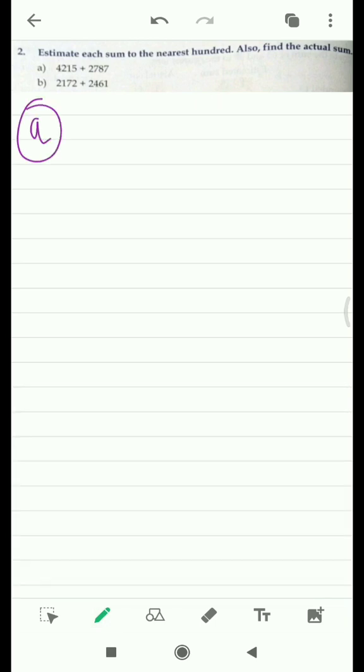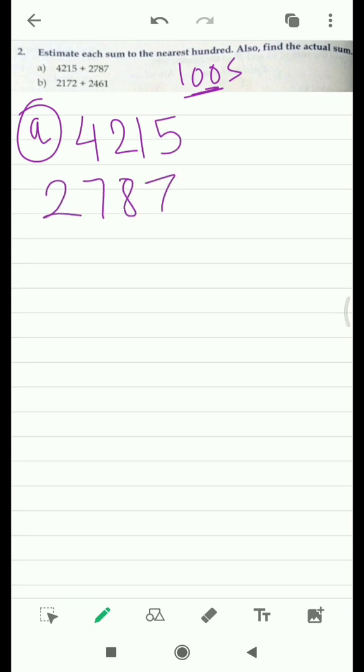A part. It's nearest 100. So we want two zeros now. 4,215 and 2,787. These two will become 0, 5, 0, and 1 has to become 0. Now look at this one. It's a weak number, so it's not able to push this 42 to 43, so it will remain 42 only.